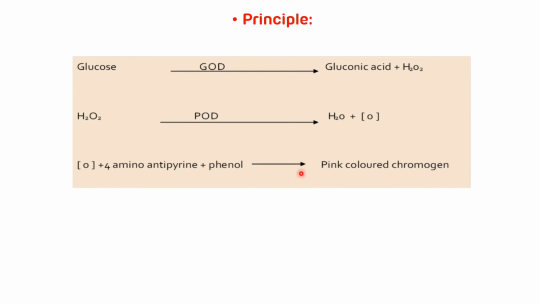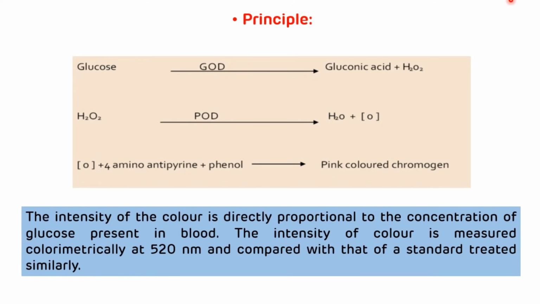The intensity of this pink color will be directly proportional to the concentration of glucose present in the solution. If there is a darker pink color, that means glucose present in the blood or in the solution is higher. We have to measure the intensity of the color at 520 nanometer wavelength, and compare it with that of a standard treated similarly. So that is the principle of glucose oxidase peroxidase method, which is asked frequently in the exam.